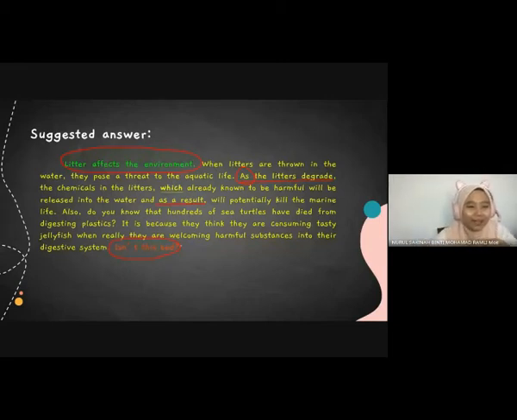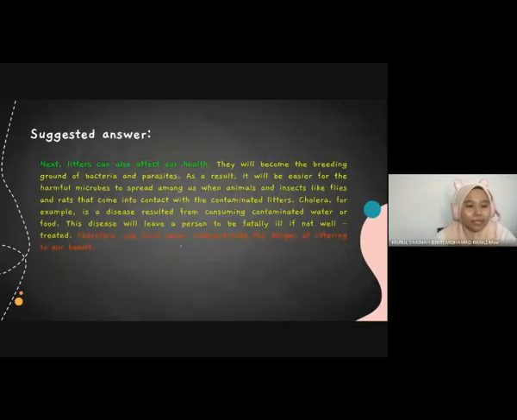Okay? And then, next, litters can also affect our health. They will become the breeding ground of bacteria and parasites. As a result, it will be easier for the harmful microbes to spread among us when animals and insects like flies and rats come into contact with the contaminated litters. Okay. Cholera, for example, this is where some of your basic knowledge about issues comes into play here. So cholera, for example, is a disease resulted from consuming contaminated water or food. This disease will leave a person fatally ill if not well treated.